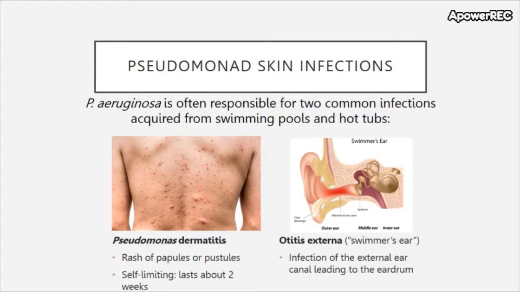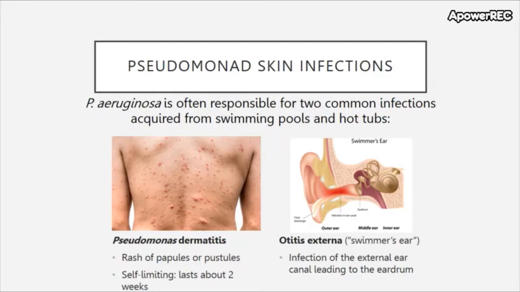P. aeruginosa is often responsible for a couple common infections that are acquired from swimming pools and hot tubs. The first is Pseudomonas dermatitis, which is a rash that one can get with papules and pustules. This is self-limiting in that it clears up on its own and lasts for only about 2 weeks.